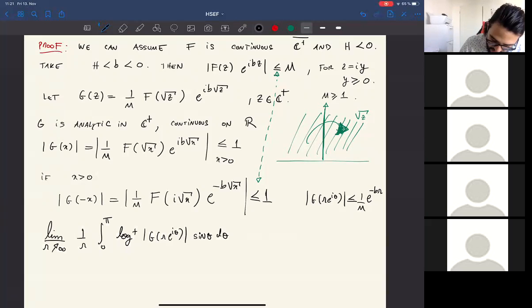Oh, not x. We have a square root there. So square root of r. And then great. Then you realize that the log of this thing is just O of square root of r. Which is okay. So that bit here will be O of square root of r, but you're dividing by r. Great. So this is 0, because of these estimates.